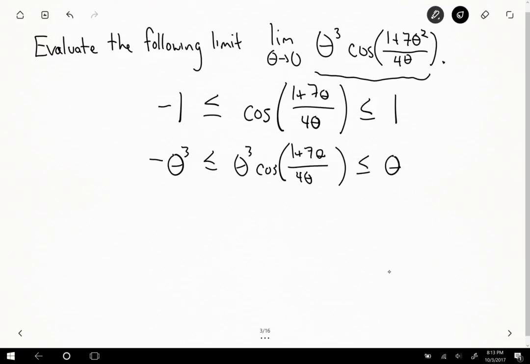I should probably put a little disclaimer here. The inequality would switch if theta is actually a negative value. That's not going to make much of a difference in terms of what we're getting at the end of the day, though. So we'd have to switch the inequality if theta is less than 0, approaching from the left-hand side, and so you'd have negative theta cubed. In that case, it is greater than or equal to theta cubed cosine of 1 plus 7 theta over 4 theta, and that's less than or equal to theta cubed.